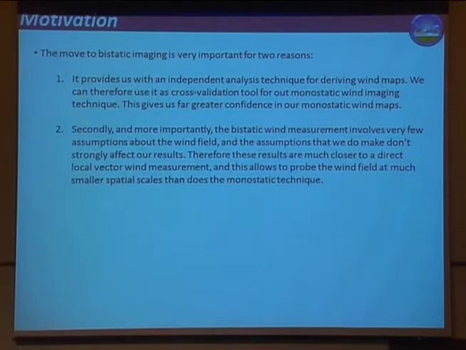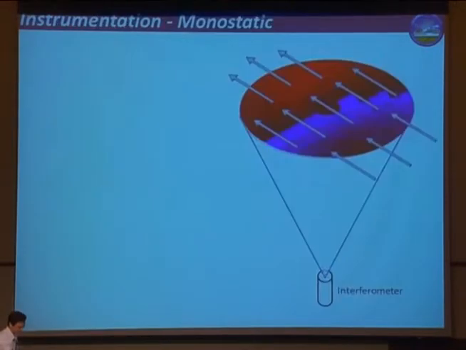Secondly, and more importantly, because the bistatic wind measurement involves far fewer assumptions about the underlying wind field, and the assumptions that we do need really don't make much of a difference to our results, we can probe the wind fields at much smaller spatial scales than we can with the monostatic technique. So bistatic imaging is really a local vector measurement of the wind, which is very good.